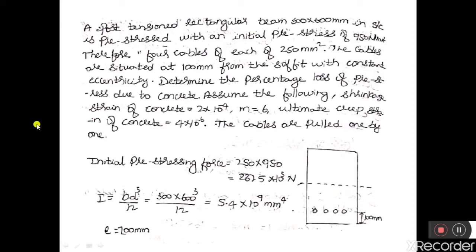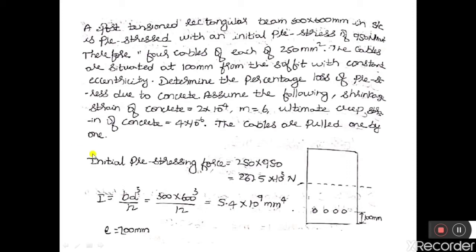So first, let us calculate the data required to calculate the different losses. The data required is the cross-section area of the member, the initial pre-stressing force, the moment of inertia, and the compressive stresses developed in the concrete with respect to the CG of tension steel. So first let us calculate this data.